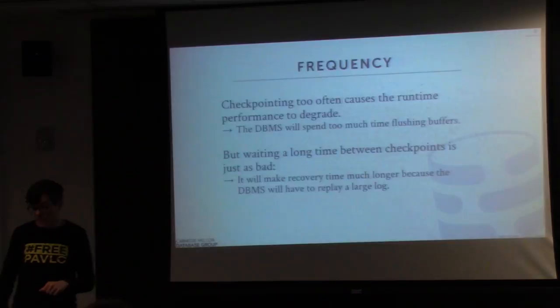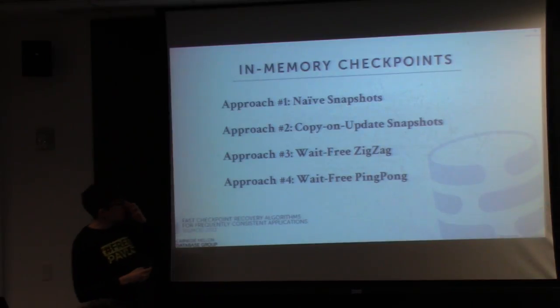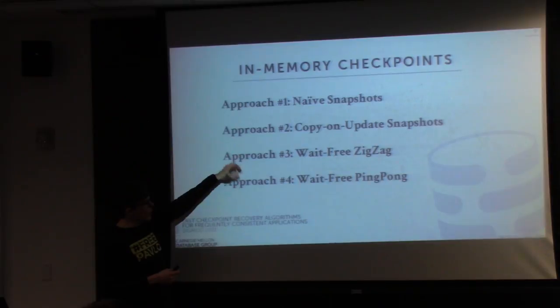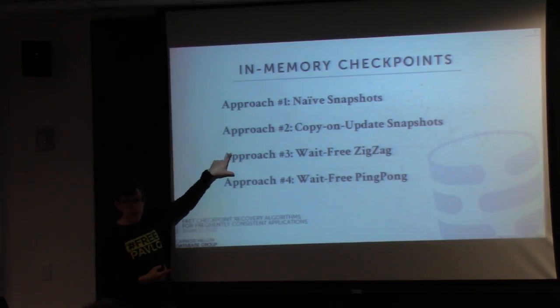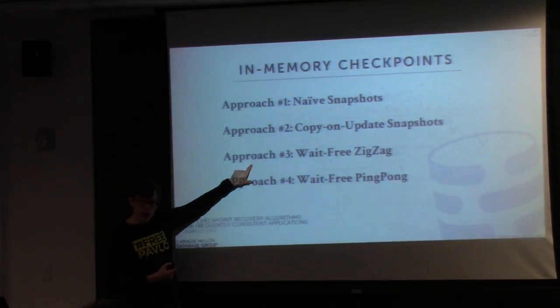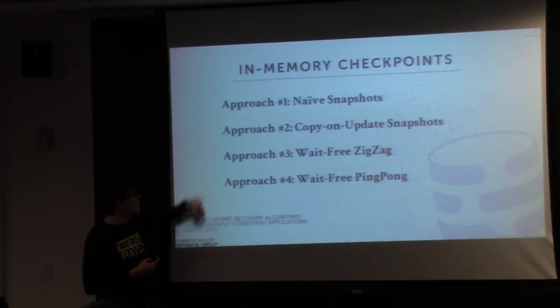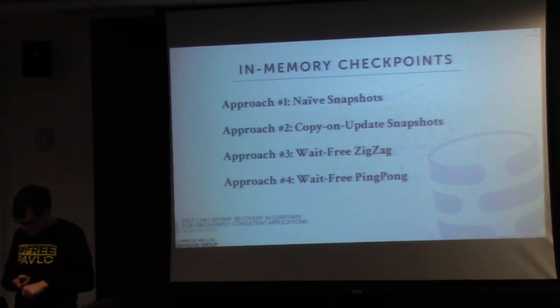But just know that this is something you can vary depending on what your availability requirement needs to be. Now, the paper you guys read was about doing in-memory checkpoints, and they talked about four different approaches: naive snapshots, copy on update snapshots, wait free zigzag, and wait free ping pong. As a spoiler, I don't think anybody actually implements the last two, but I think they're interesting to talk about because they show the trade-offs you can make for the different primitives you use to build up a checkpointing protocol. The second one is probably the most common one, and we'll see ways to do this.